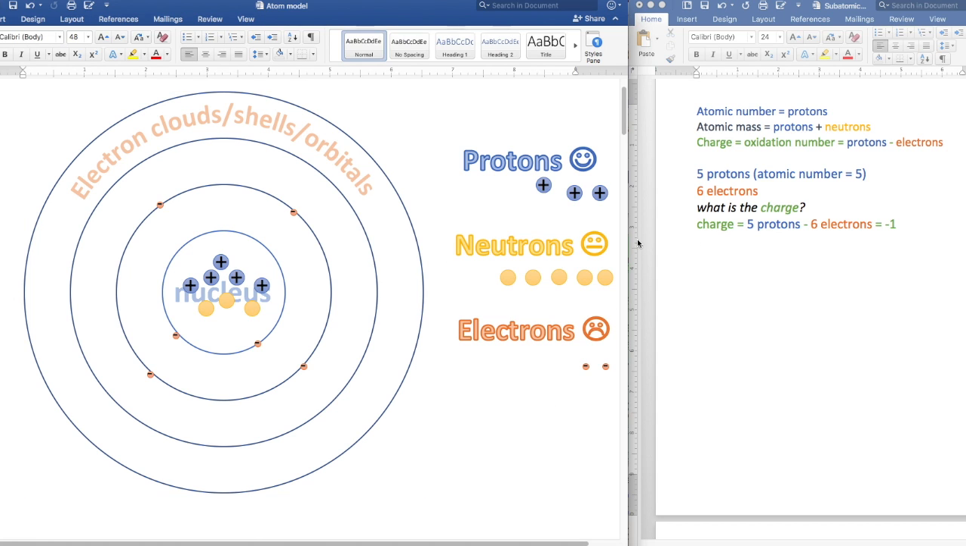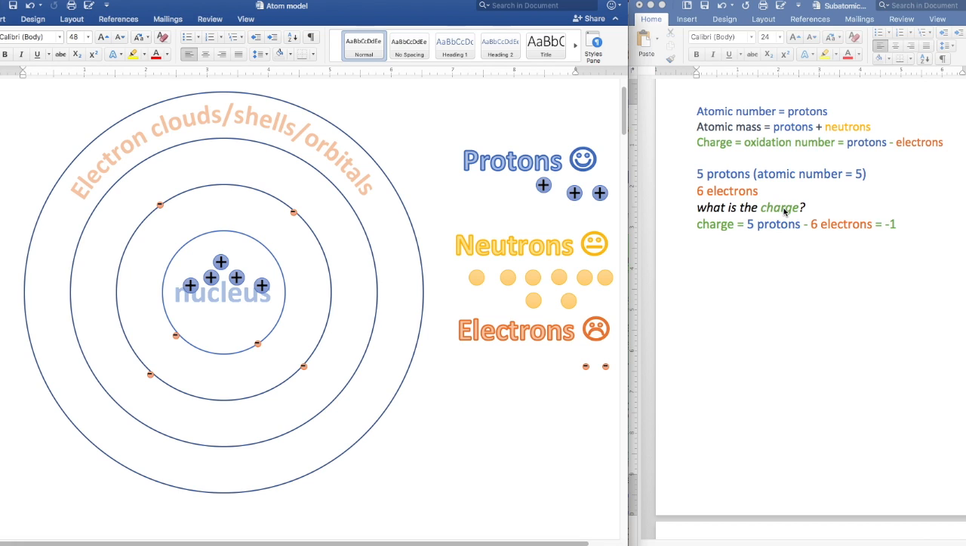Notice that in this case we're not told how many neutrons we have, and that's because neutrons don't impact the charge in any way because they're neutral. The neutrons themselves don't have a charge, so they don't change the charge of the overall atom. So even though this atom would have some number of neutrons, because it's not mentioned in the problem, I'm taking them out just to avoid confusion. We'll keep them in later.